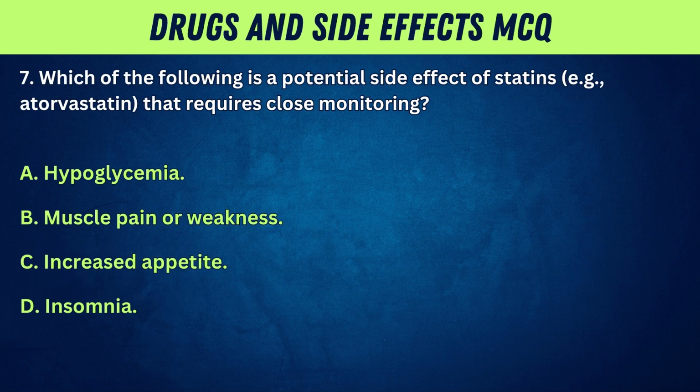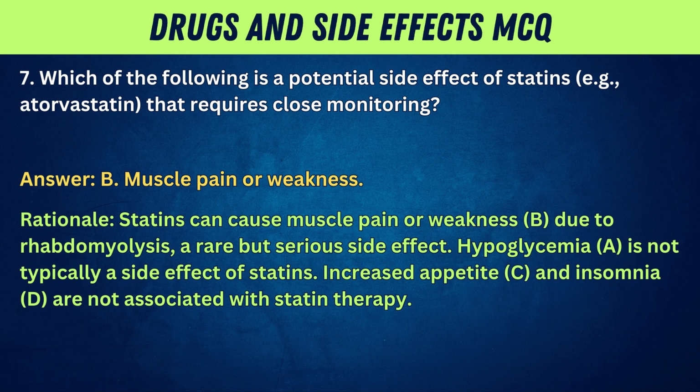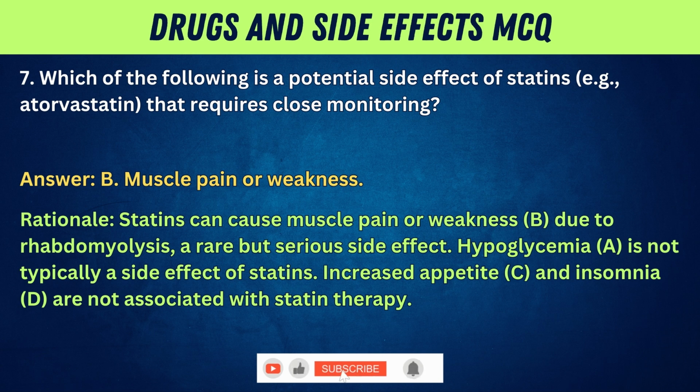7. Which of the following is a potential side effect of statins, e.g., atorvastatin, that requires close monitoring? A. Hypoglycemia. B. Muscle pain or weakness. C. Increased appetite. D. Insomnia. Answer: B. Muscle pain or weakness. Rationale: statins can cause muscle pain or weakness, B, due to rhabdomyolysis, a rare but serious side effect.